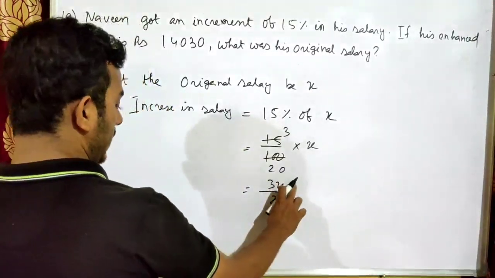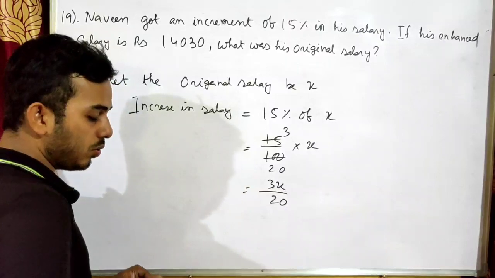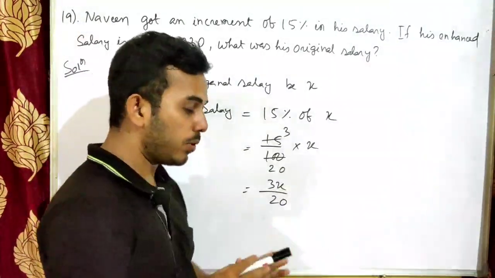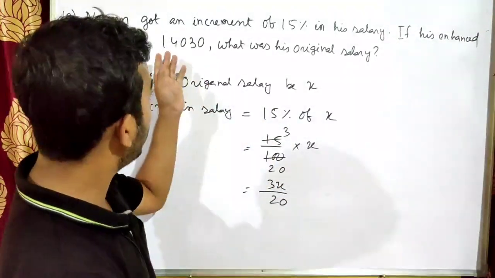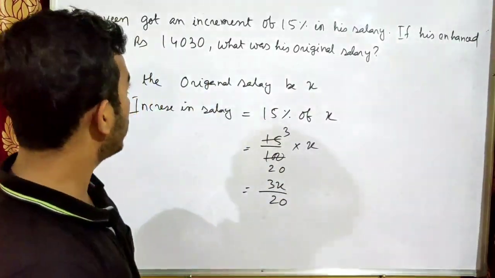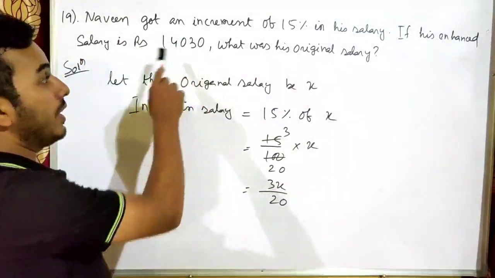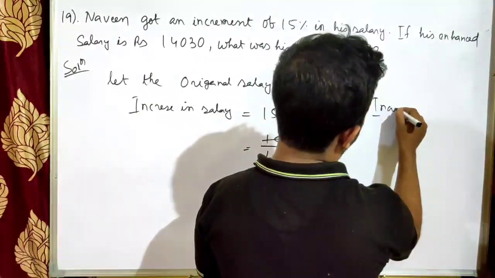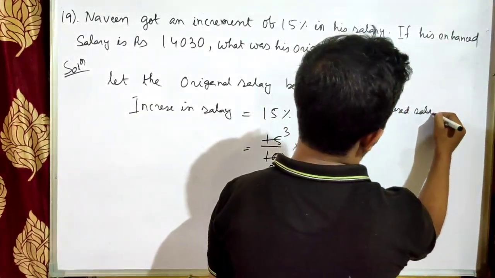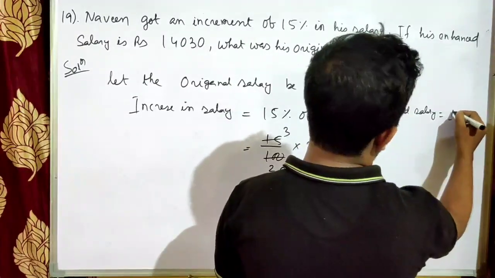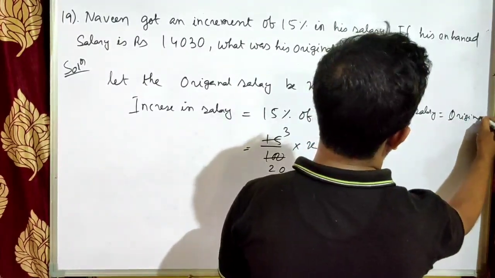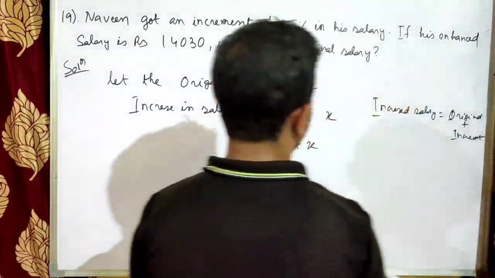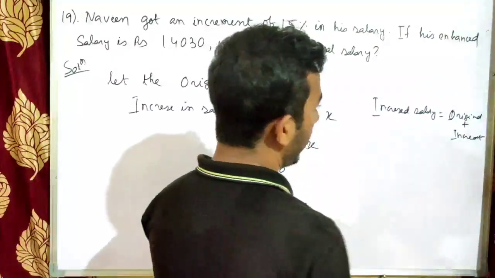Okay, so this amount of salary is increased, and our previous salary was X, isn't it? So now X plus 3x by 20 will be 14,030, isn't it? Because this is the increased salary. Increased salary will be original salary plus increment, isn't it? Original plus increment. So here the original salary is X.